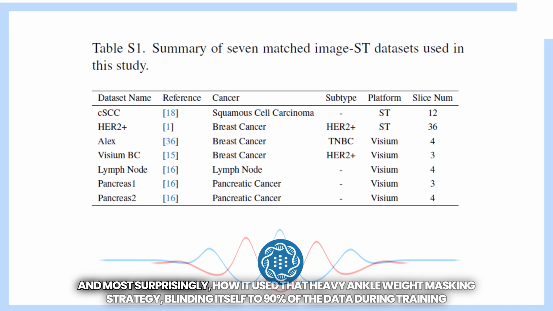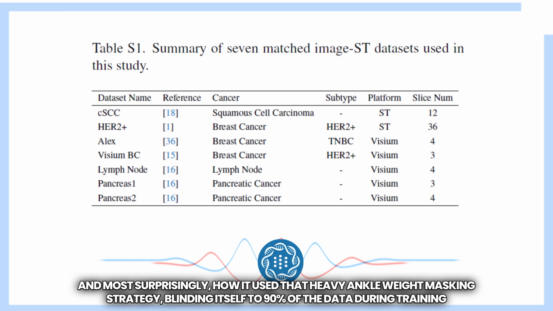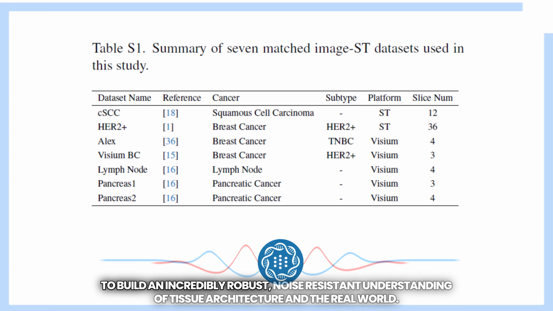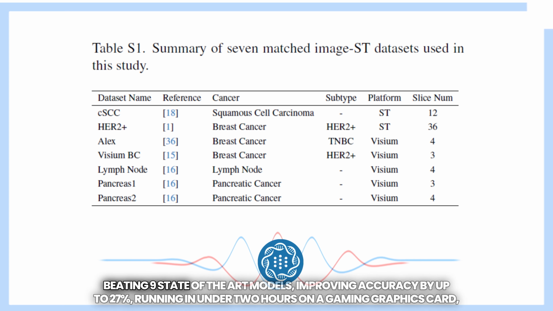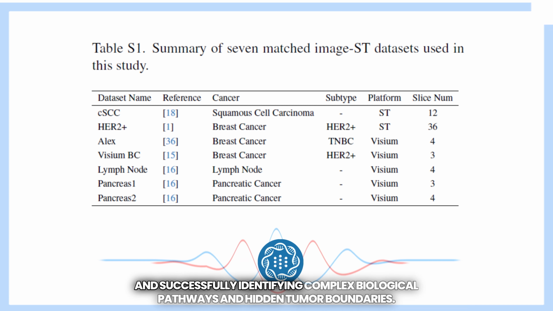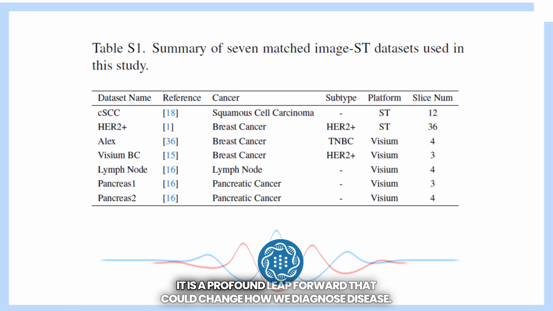Right. And most surprisingly, how it used that heavy ankle weight masking strategy, blinding itself to 90% of the data during training, to build an incredibly robust, noise-resistant understanding of tissue architecture. And the real-world results speak for themselves. Beating 9 state-of-the-art models, improving accuracy by up to 27%, running in under 2 hours on a gaming graphics card, and successfully identifying complex biological pathways and hidden tumor boundaries. It is a profound leap forward that could change how we diagnose disease.